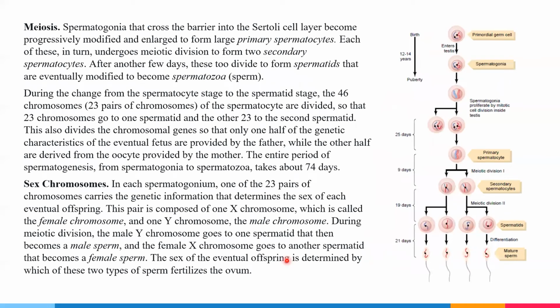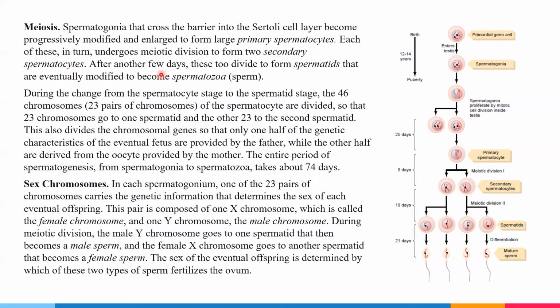The next step is meiosis. Spermatogonia that cross the barrier into the Sertoli cell layer become progressively modified and enlarge to form large primary spermatocytes. Each of these, in turn, undergoes meiotic division to form 2 secondary spermatocytes.